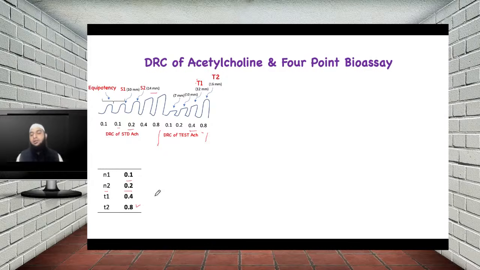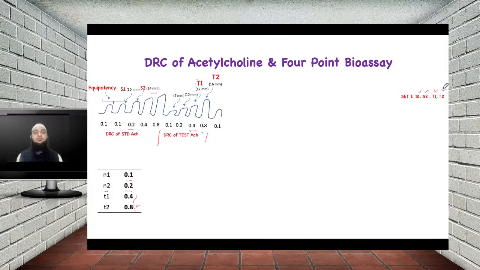Now once it is over, you have ensured that your dose selection is done. So in case of standard, you have selected 0.1 and 0.2 ml, and in case of the test, you have selected 0.4 and 0.8 ml. So now dose selection you are done at your end. Okay. Once it is done, now you are going to give the different doses. So let's give the first sequence, that is S1, S2, T1 and T2.